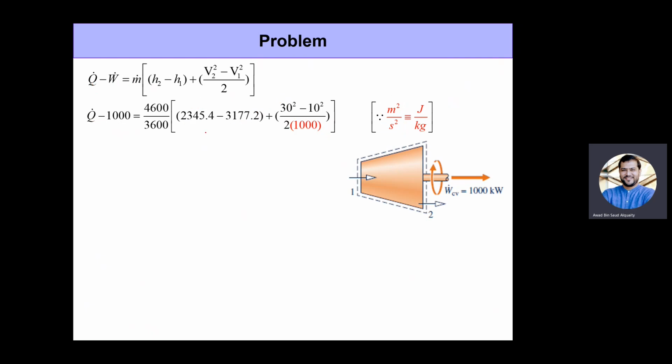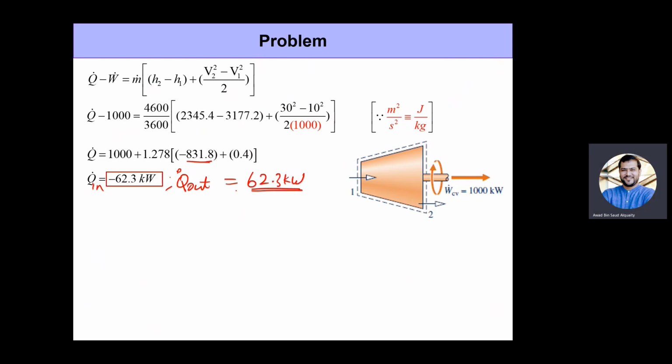And then when you plug these in and do the math, this is what it comes out to be. The difference between H2 and H1 is 831.8. The velocity term is so small, just 0.4, right? So you can see the changes in kinetic energy, even if they exist, are so small that you could almost neglect them. But of course, we are not neglecting them now. We're going to calculate it as it is. So when you do the math, Q dot in comes out to be minus 62.3 kilowatt, which basically means that heat is not coming in, but actually going out. So Q dot out is equal to 62.3 kilowatt. Okay, so this is the amount of heat that is rejected from the turbine to the surroundings.